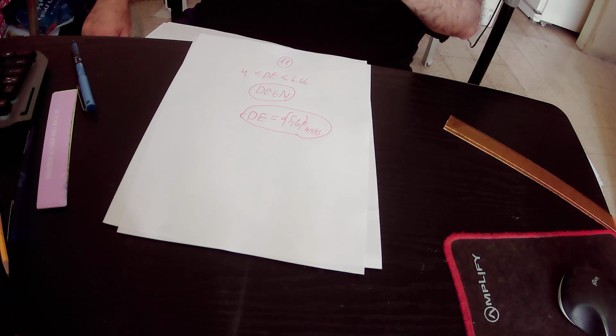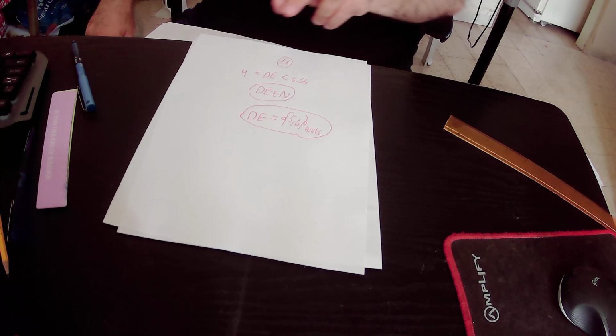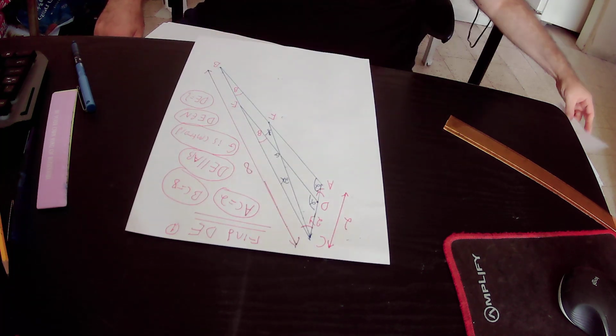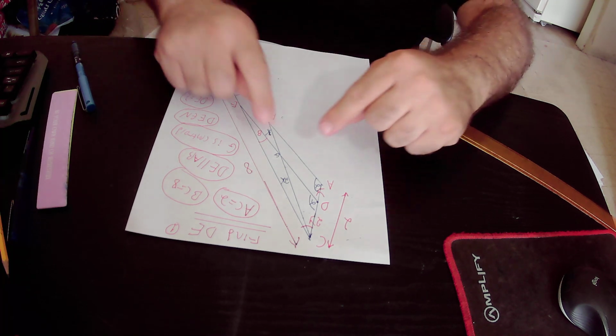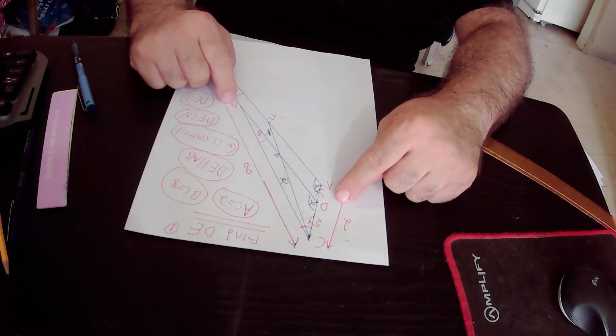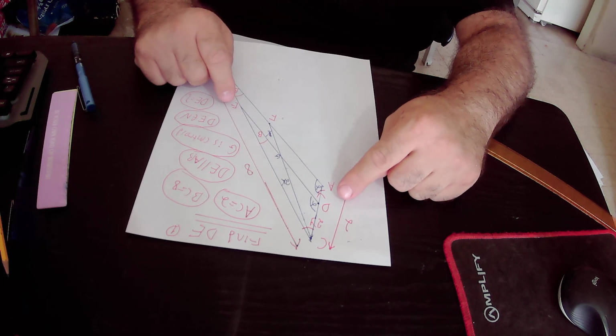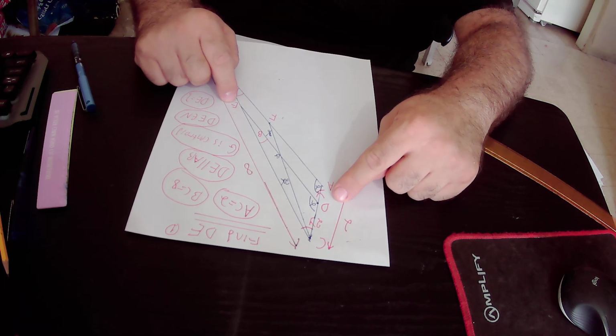So we found out that the value of DE is either 5 units or 6 units. So the answer to the question is that the size of DE is either 5 units or 6 units. Okay, or the size of line segment DE is equal to either 5 units or 6 units. And that is the answer to the question.